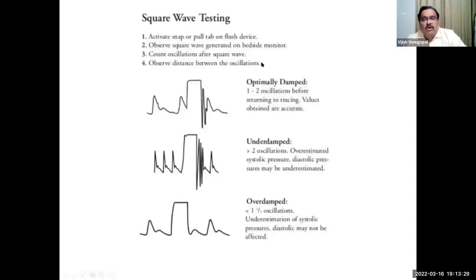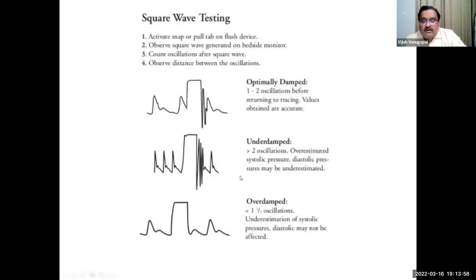And we should have an optimally damped system, and this can be tested by using a fast flush test or square wave testing. You activate the snap or the pull tab on the flush device and look for the number of oscillations after the square wave. 1 to 2 oscillations is the optimally damped system. And if you have more than 2 oscillations, it's underdamped. The problem with underdamping is that you will overestimate the systolic pressure and the diastolic pressure may be underestimated.